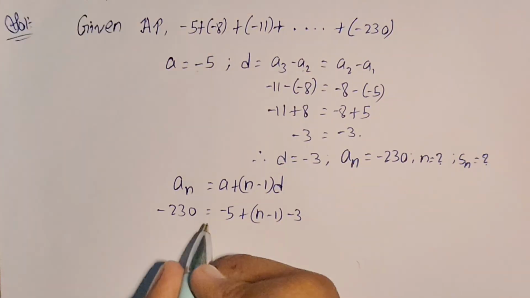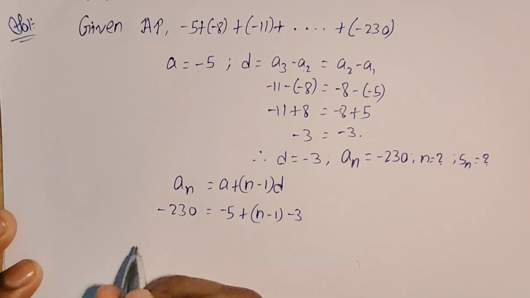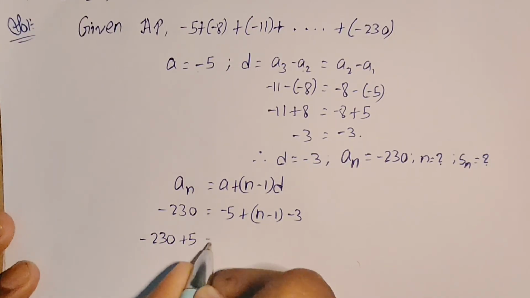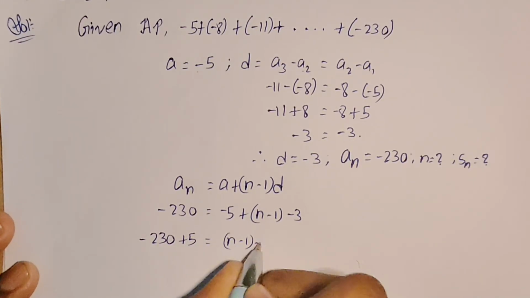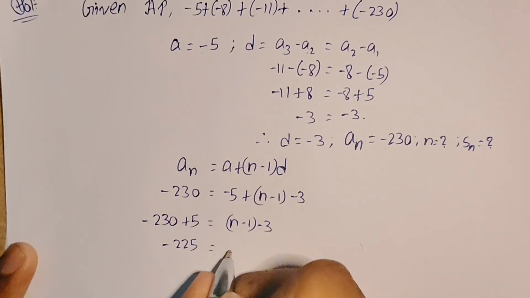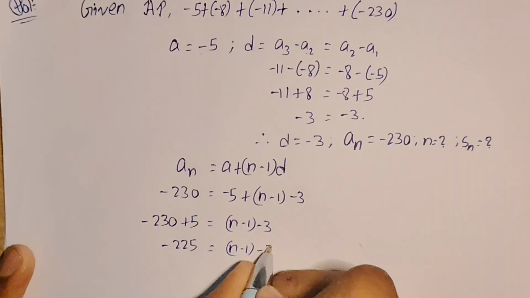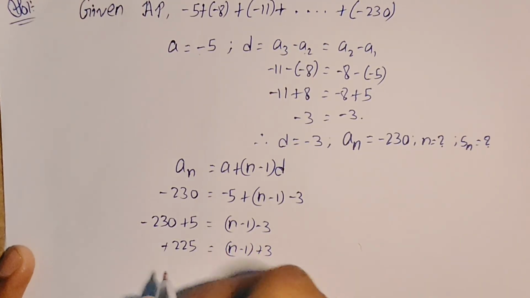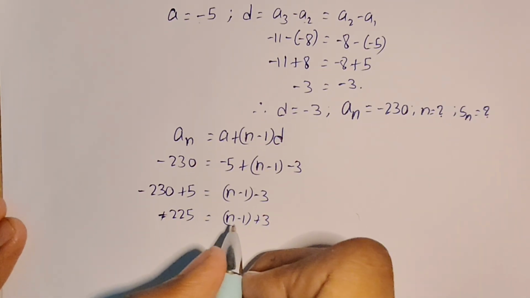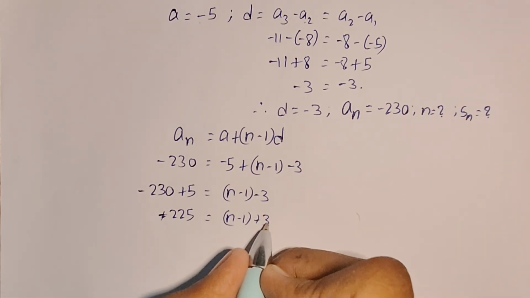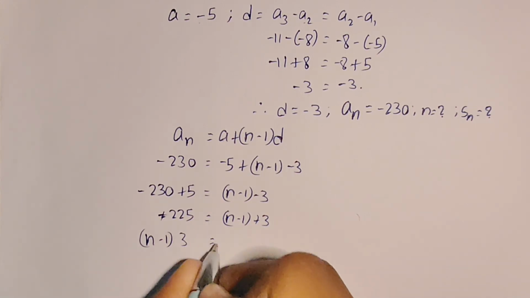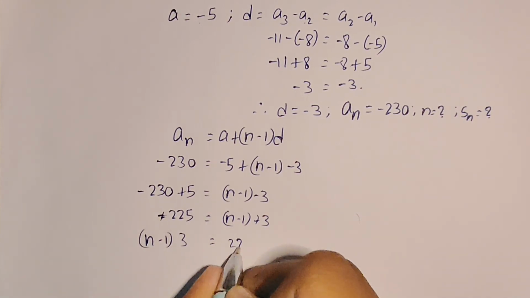So I am going to transpose the minus 5 to the left side. It becomes minus 230 plus 5 is equal to n minus 1 into minus 3. It becomes minus 225 is equal to n minus 1 into minus 3. Here minus and minus get cancelled because they are on either side of the equal sign. So first I am writing like this: 3 into n minus 1 is equal to 225.